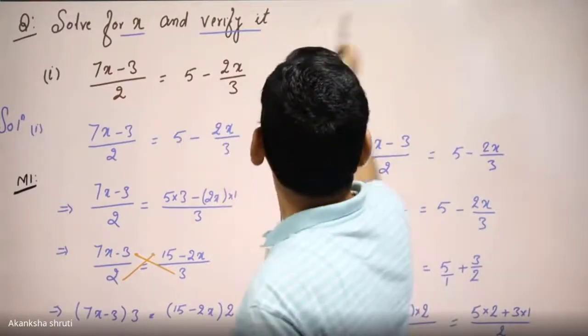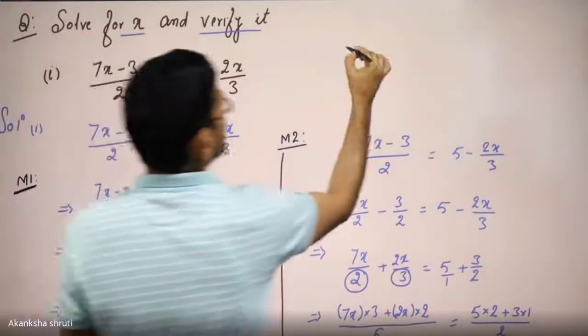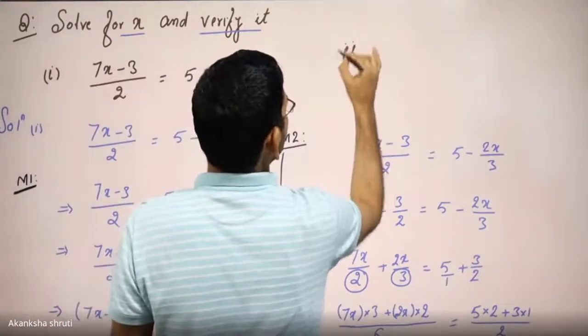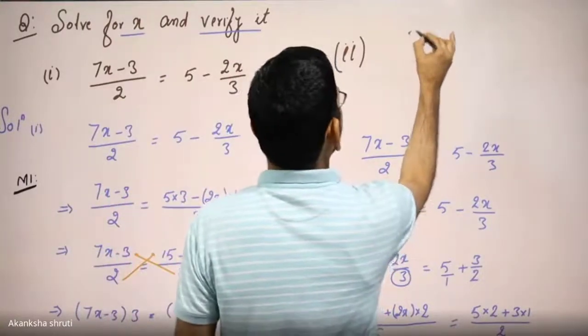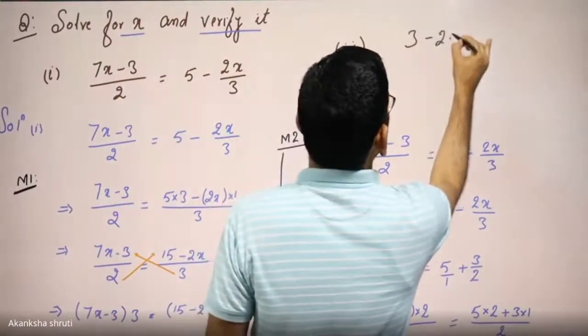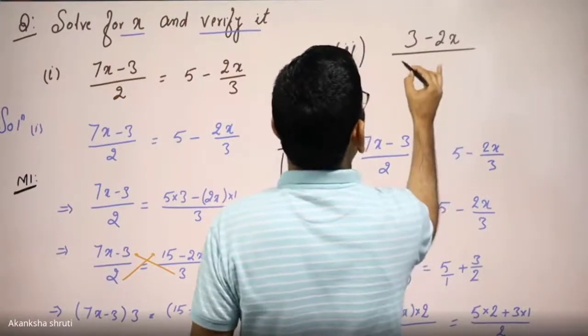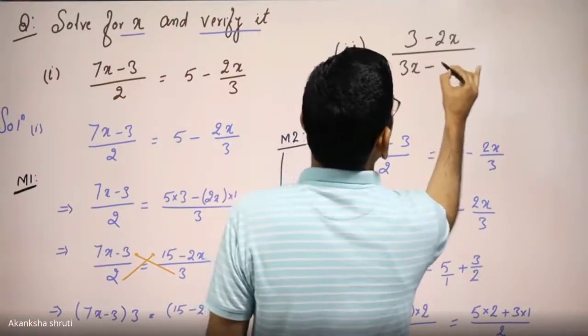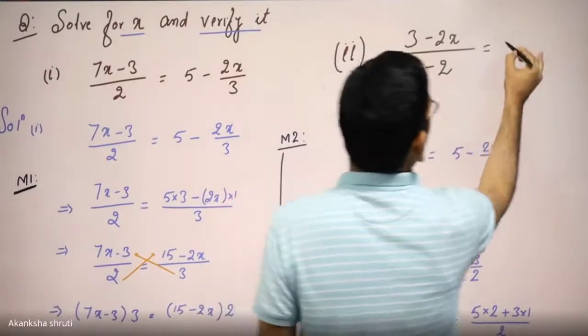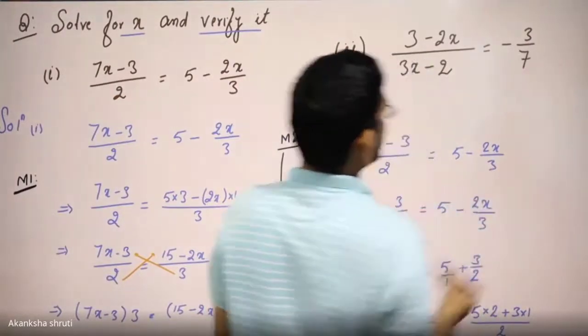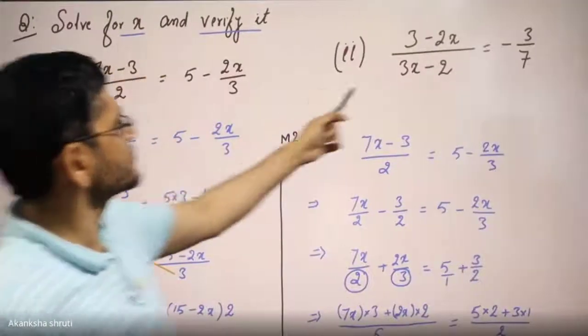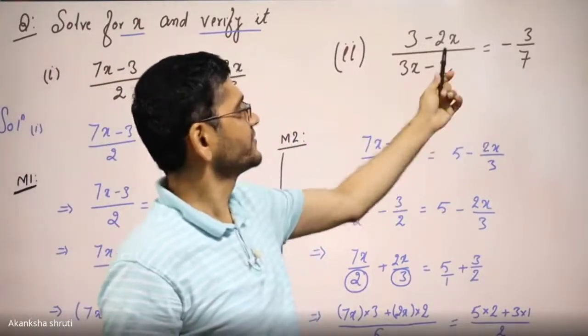Students, you people please solve one more question, or let me write one more question here. The second question, students are advised to please do the same. You have to solve it and you need to verify. Say (3 minus 2x) divided by (3x minus 2) is equal to minus 3 by 7. Please take this and you need to verify this. So students, first we will solve this, then we will verify this also.